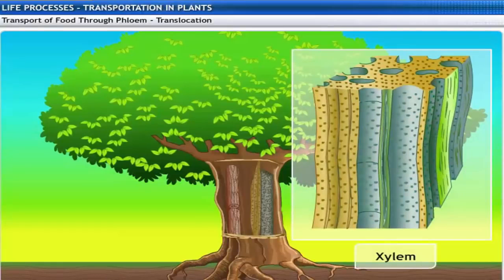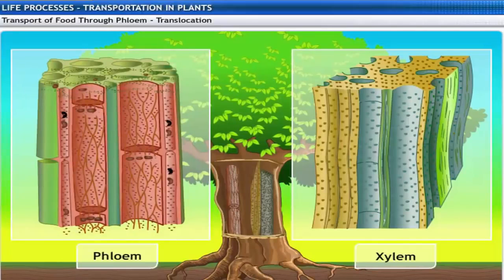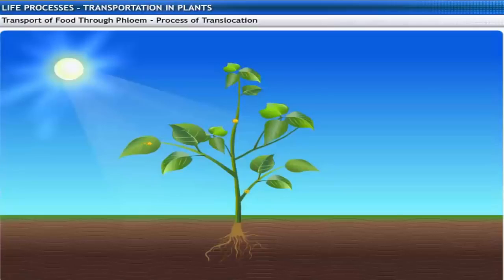Simple physical forces bring about transportation in xylem, while translocation in phloem happens by using energy in the form of adenosine triphosphate, ATP. Here's a detailed look at the process of translocation of glucose from the leaves to the roots.